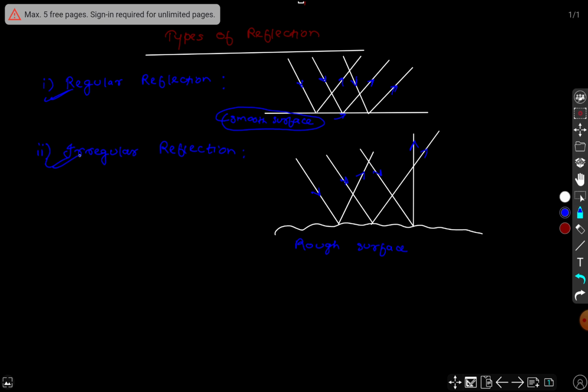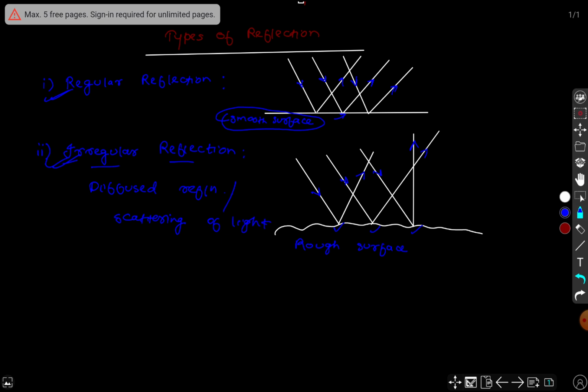while irregular reflection is that kind of reflection in which the light rays which were earlier parallel to each other, after reflection bounce back not parallelly, is called irregular reflection. Irregular reflection is also called diffused reflection, or this irregular reflection is also called scattering of light, which we will be discussing in the later part of the video.